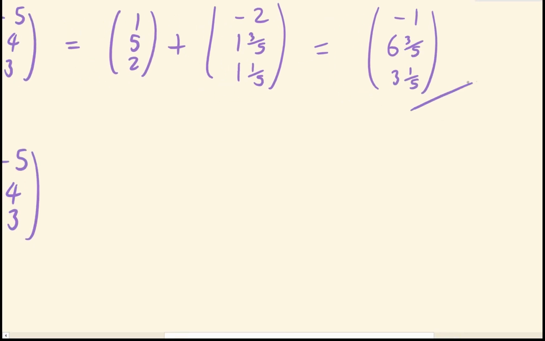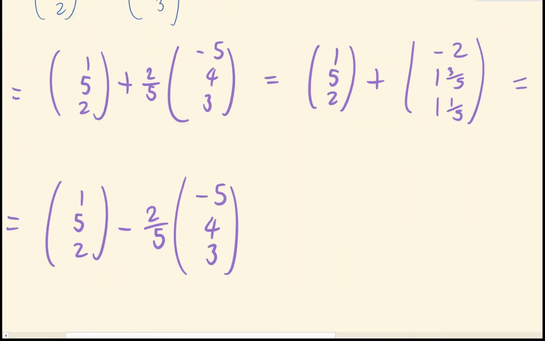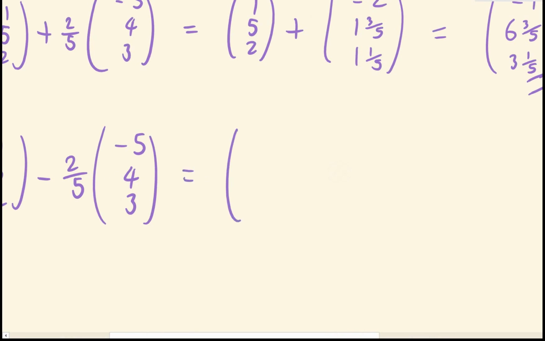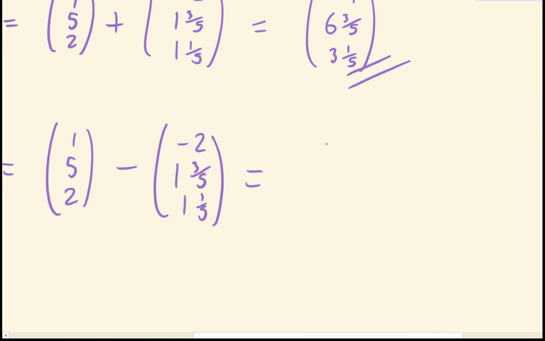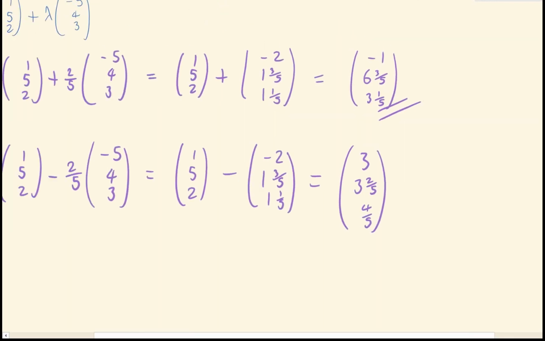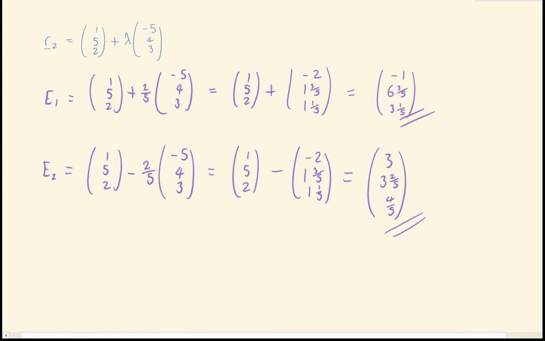Then we do the exact same thing for E2. Because this has a minus 2/5, I want to be taking away here rather than adding. And then again, working them out the same way. So 1 minus minus 2 is 3. 5 take away 1 3/5 is going to be 3 2/5. And 2 take away 1 1/5 is going to be 4/5. And that, with a lot of hard work, is your typical exam question.